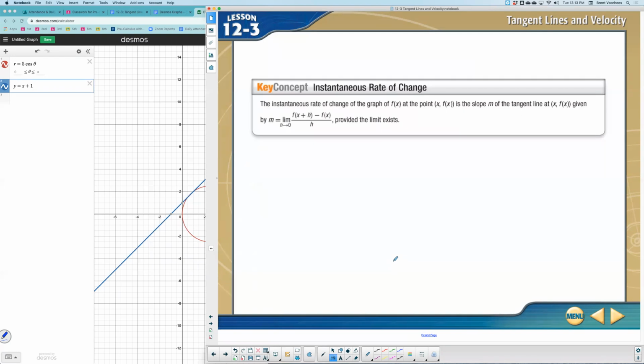It says this: for an instantaneous rate of change, the instantaneous rate of change on a graph, or the slope of a point, is given by the limit as h approaches 0 of f of x plus h minus f of x, divided by h. Now, this means that as h gets closer and closer to 0, you can find how fast the graph is changing, whether going positive, negative, or staying constant, at the point x comma f of x. That's the x, that's the y, and the slope m of the tangent line.